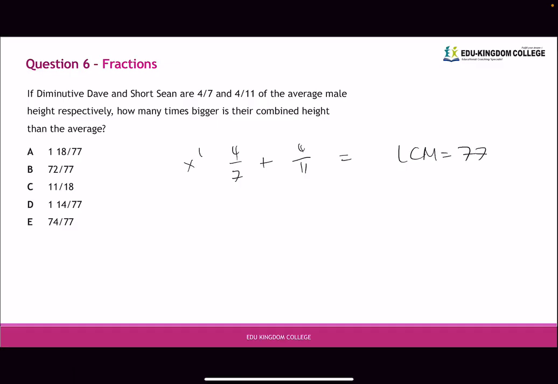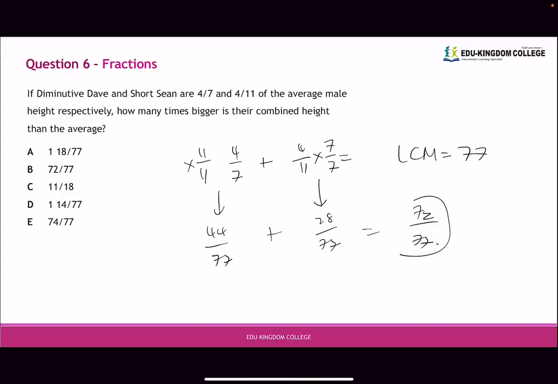If I try and do that with 4/7, we multiply top and bottom by 11, and top and bottom by 7 for the other fraction. So we're going to get 44/77 plus 28/77. And that should give me 72/77 as my final answer. Does that work? Yes, I should get B.